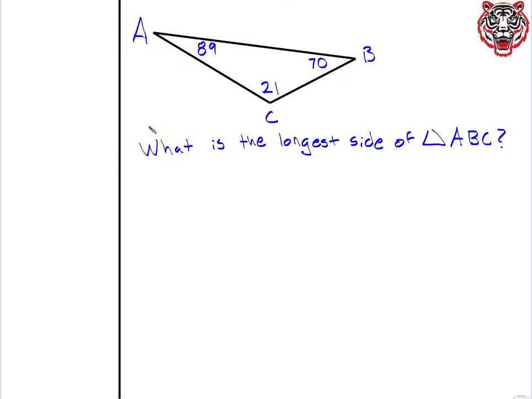Someone aside from Gio. Chris, did you have an answer? All right. Yeah, Steph. BC. BC, you're correct. Explain. How'd you get that?